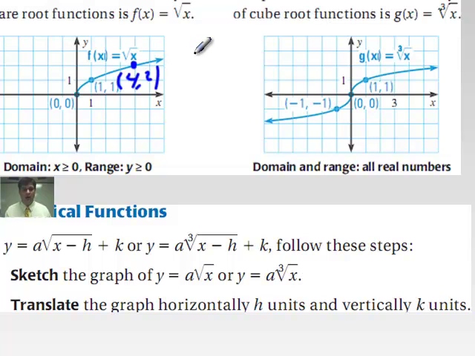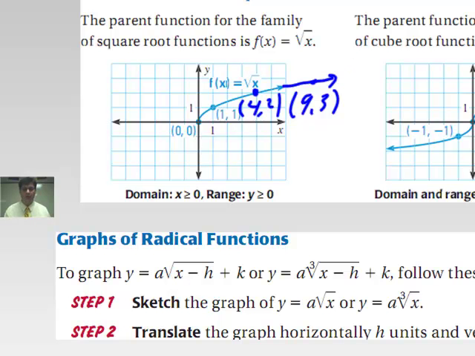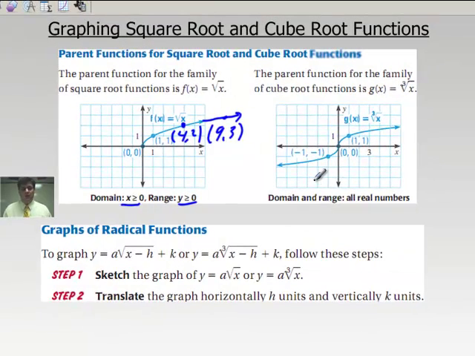And then further down, if you have the space, and you should, (9, 3) would be another point to plot, and I would extend it like so. Our domain is x is greater than or equal to 0, and our range is y is greater than or equal to 0. For a cube root, it would be easiest to plot points where x is a perfect cube.